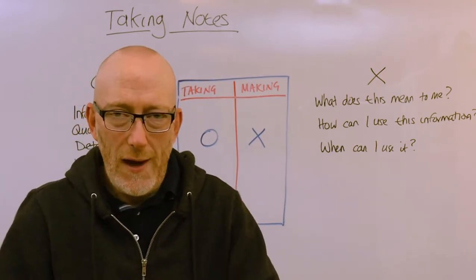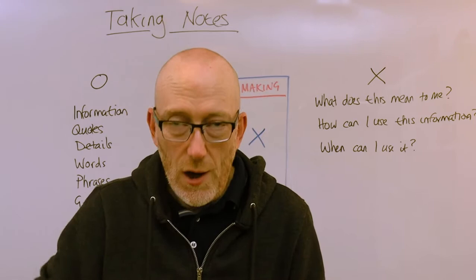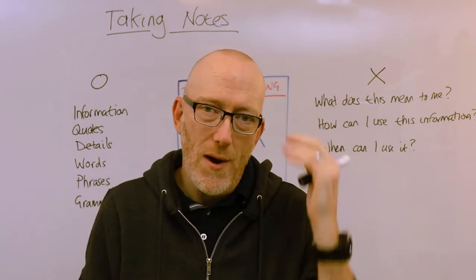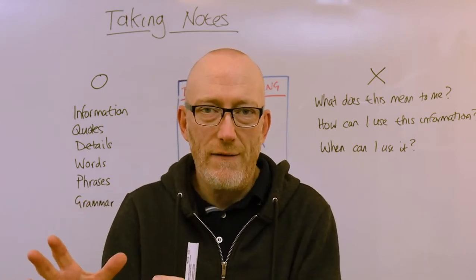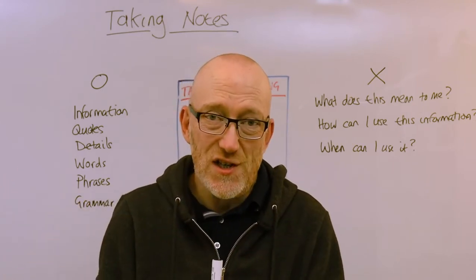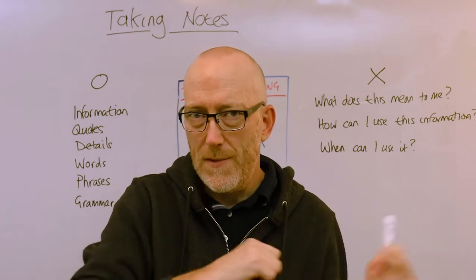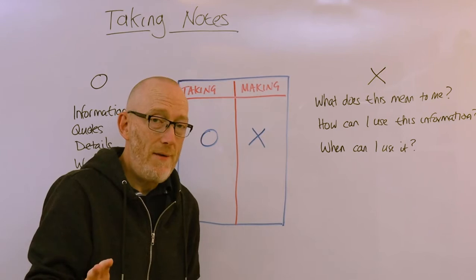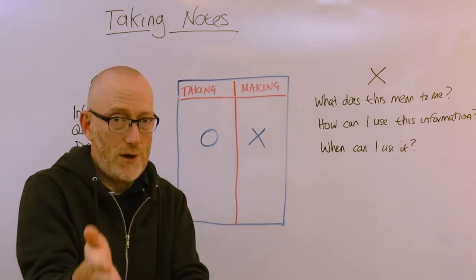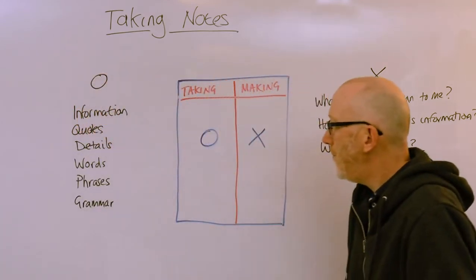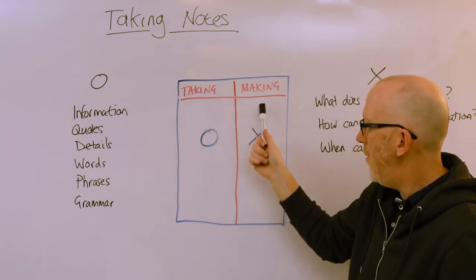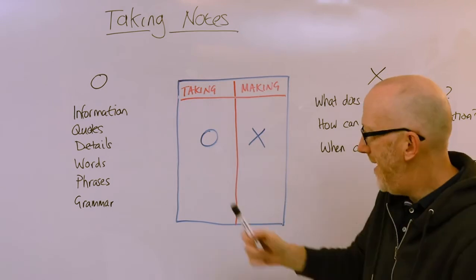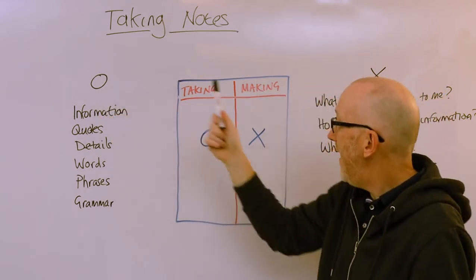Taking notes is you are just listening and writing down. Note-making is you're using your brain, you're activating your brain to analyze the information and turning it into something that you can use. Now this works for me. I highly suggest you try this method just to see if it works for you. So note-taking and note-making. So I've put a nought and a cross just to signify the note-taking and the note-making.